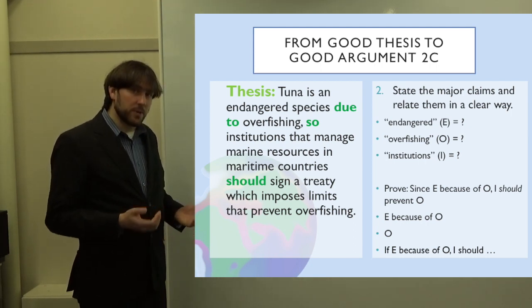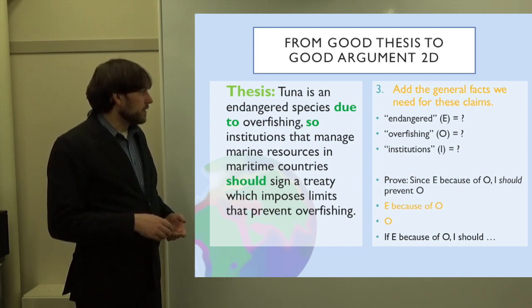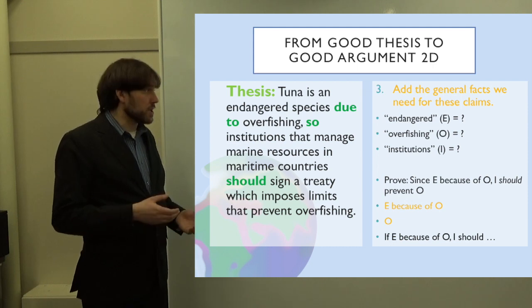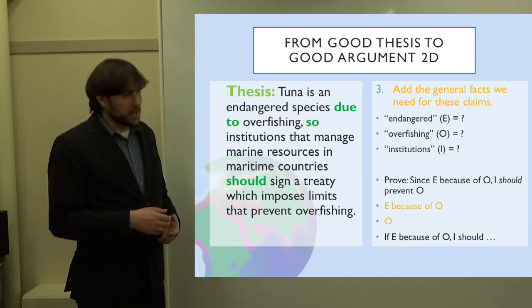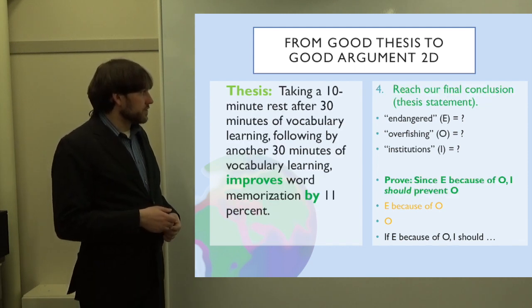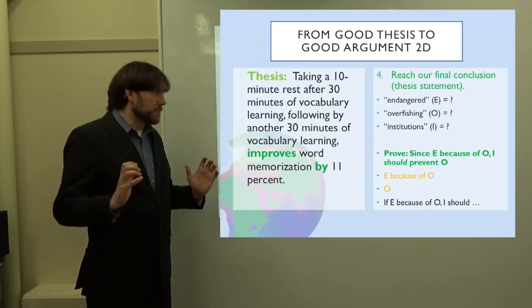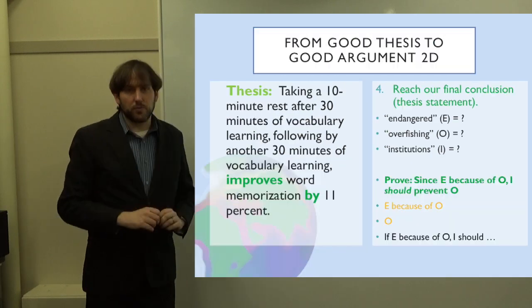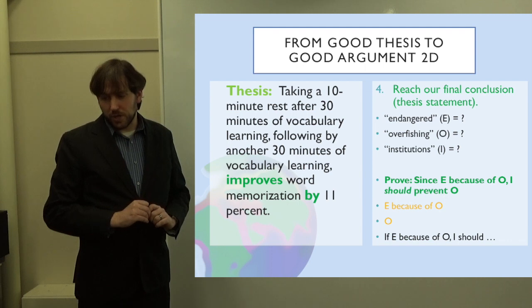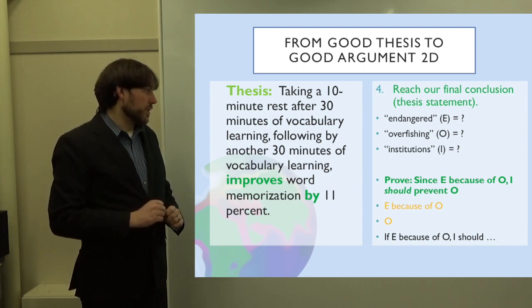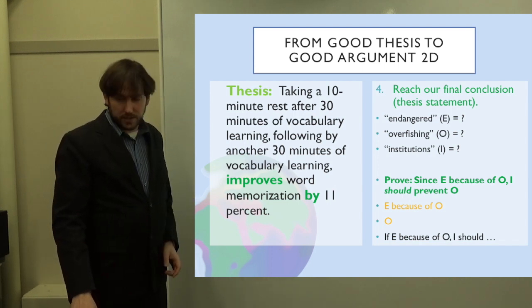Some of these are factual claims, some of these are structural claims. So we're going to have to try and show that it's endangered because it's overfished, and also that it's overfished. This will depend on the definitions that we gave. Finally, we will have to show how this all connects to what we want to prove. So this is kind of a compound sentence, but I think we should put this at the bottom if we're making it into a good argument. We want to prove, since it's endangered because of overfishing, institutions should prevent overfishing. And we need to work on defining all of this and making sure our should is clear.